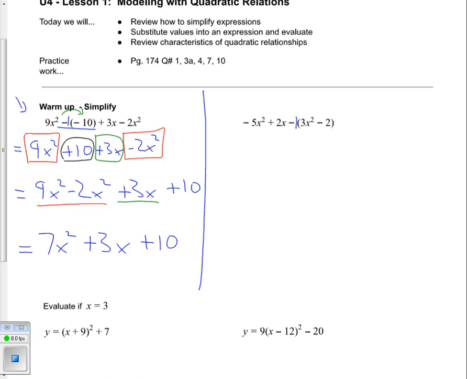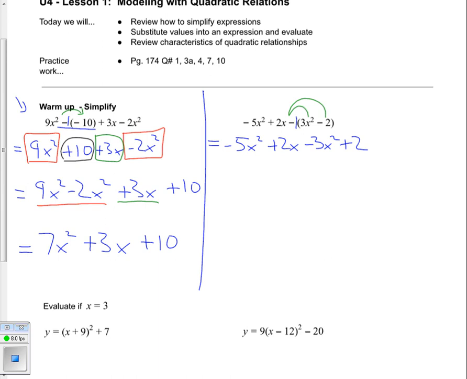So what I'm going to do is I'm going to take negative 1 times 3x squared and negative 1 times negative 2. Okay, so now I'm going to write this out in expanded form, and then I'm going to simplify it. So I've got negative 5x squared plus 2x. Okay, that hasn't changed. We've done no operations on that yet. Now I'm going to do negative 1 times 3x squared, and that gives me negative 3x squared. And negative 1 times negative 2 is actually going to give me positive 2.